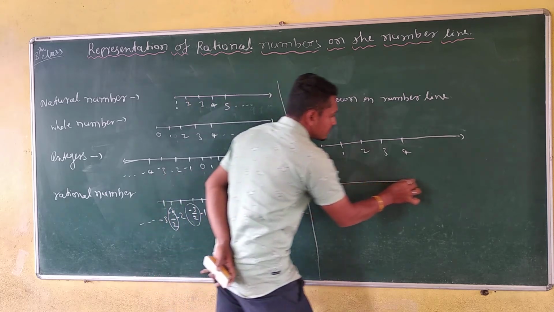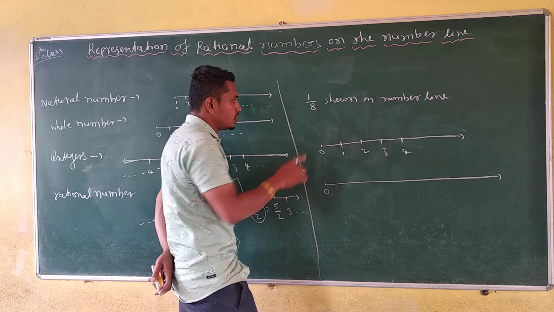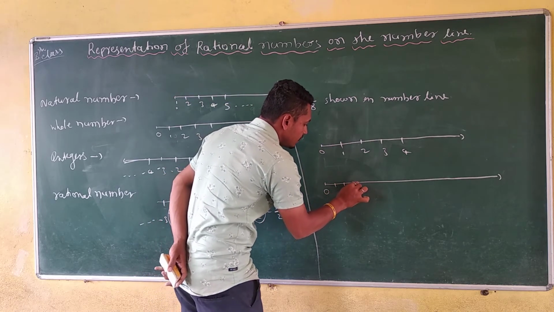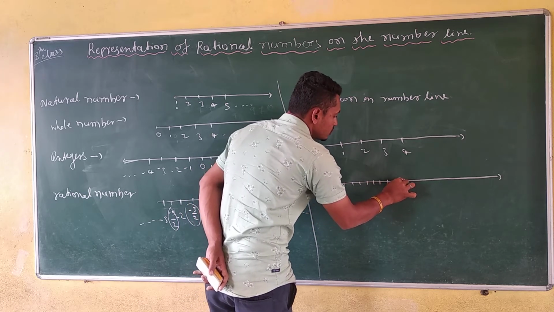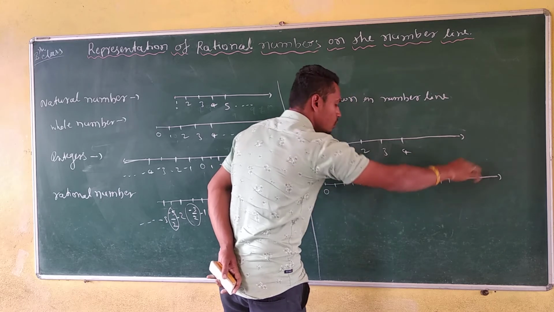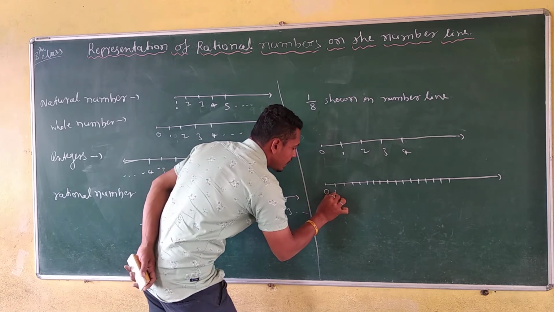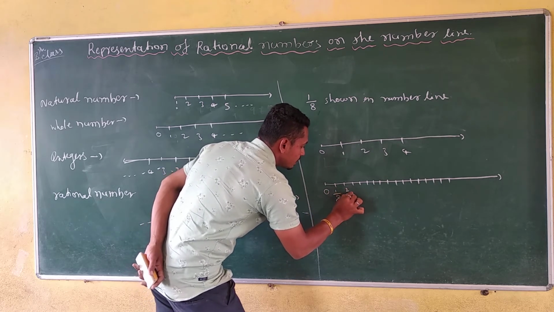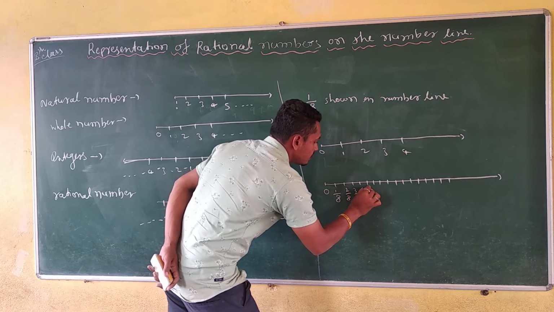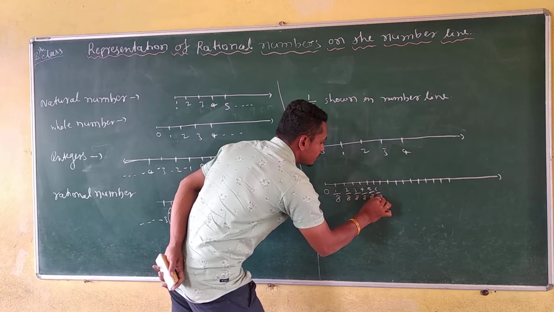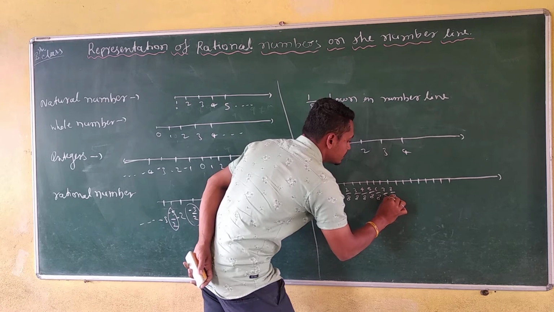So see here, this is one number line. Start from 0. So 1, 2, 3, 4, 5, 6, 7, 8. It goes on. Next, now see here, start from 1 divided by 8, 2 divided by 8, 3 divided by 8, 4 divided by 8, 5 divided by 8, 6 divided by 8, 7 divided by 8. Okay, next 8 divided by 8.